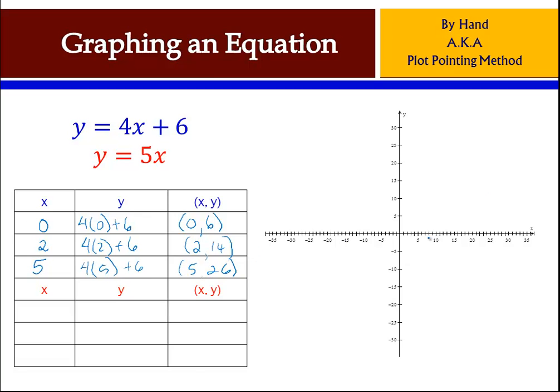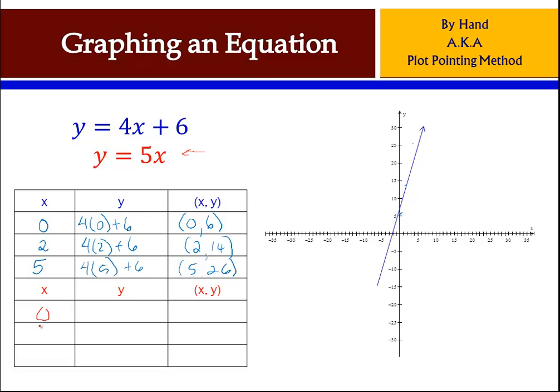And I'll locate the approximate location of these guys just by putting a little mark here. 214 would be up here somewhere. And then 526 up here. And so basically I have a straight line that goes approximately through these points. It looks something like this. Then I will repeat the process for the second equation.